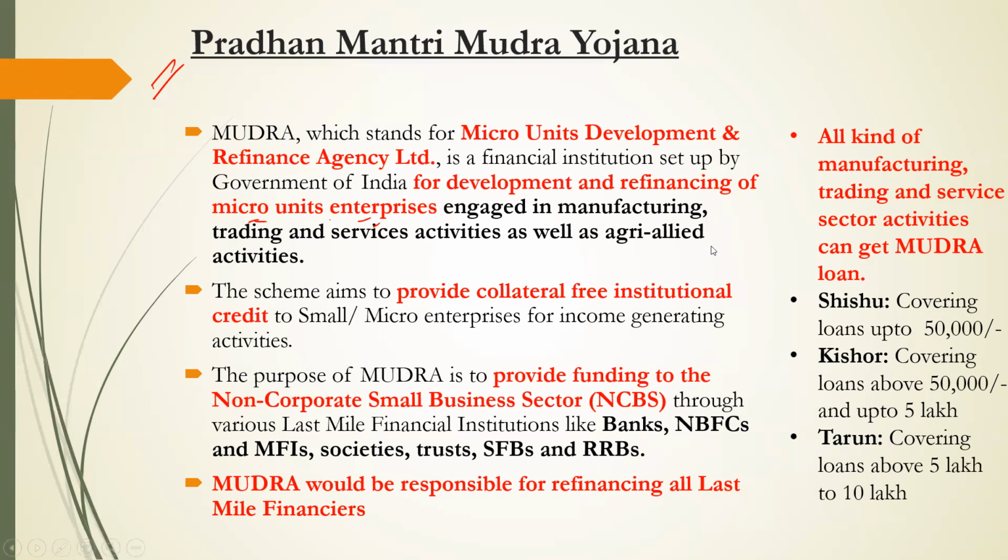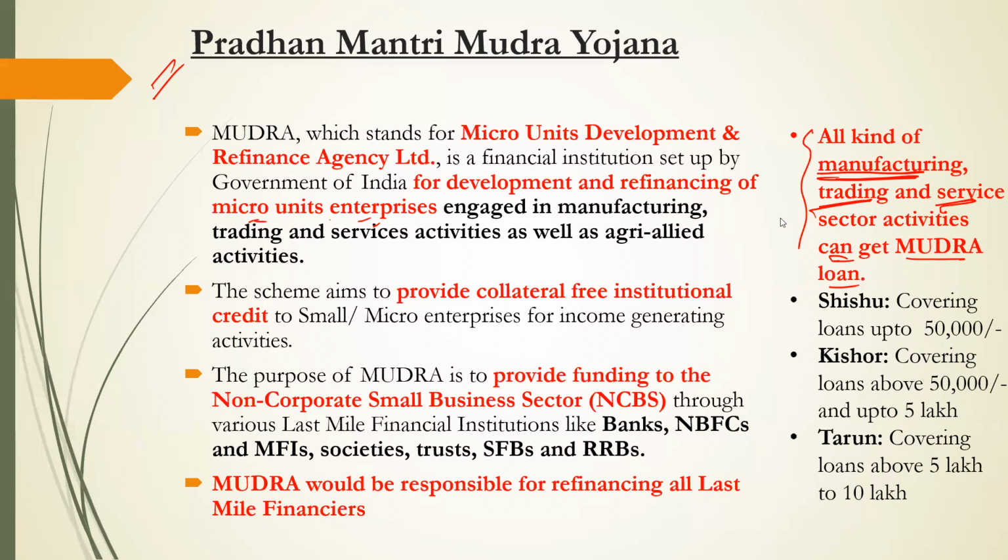Okay, so it has 3 basic categories. We already know this, that is Shishu, Kishore and Tarun, right? So it can give credit up to 10 lakh rupees. Okay, now what you have to note here is it focuses upon the manufacturing sector, the trading as well as the service sector. Okay, so all kind of manufacturing, trading and service sector related activities can get Mudra loan. Okay, so anything that you're doing here, it can be availed under Mudra scheme.